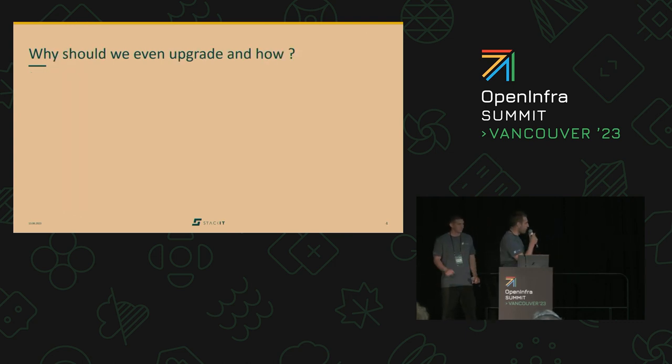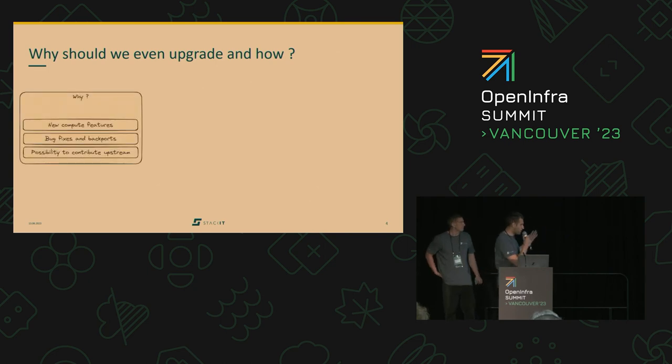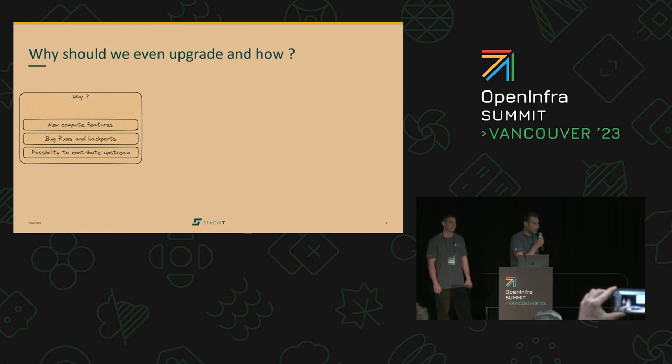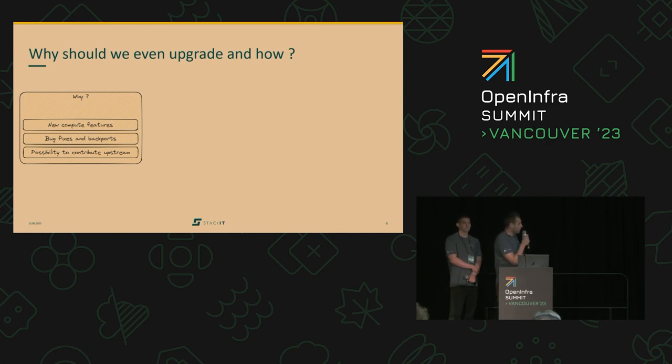Now the big question, sure: why should we upgrade and how should we upgrade? Why is pretty easy. We want lots of new features, especially compute features. We want AMD SEV, virtual TPMs, UEFI boot, all that stuff. We want to leverage all the bug fixes which were upstream, which are definitely not backported to Queens anymore. At the start, Train was basically the latest release, the oldest released supported. And also we want to contribute our stuff upstream, but it's very hard to contribute to the Queens EOL branch, to be honest. Then we thought about it: we need at least 8 updates to be somewhat relevant.